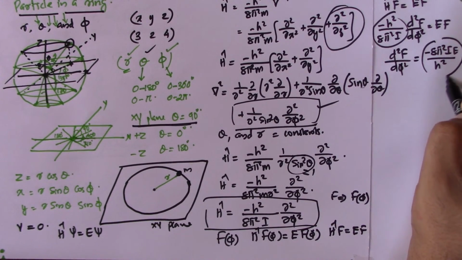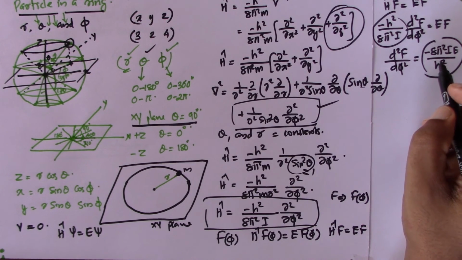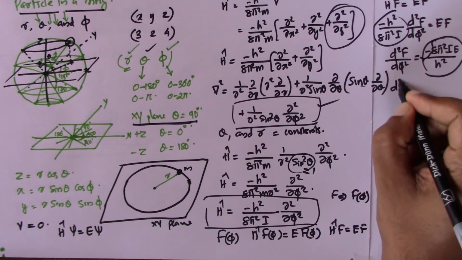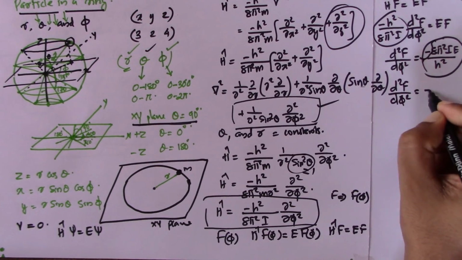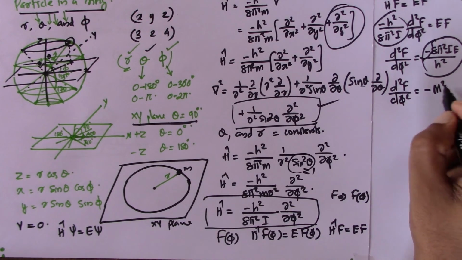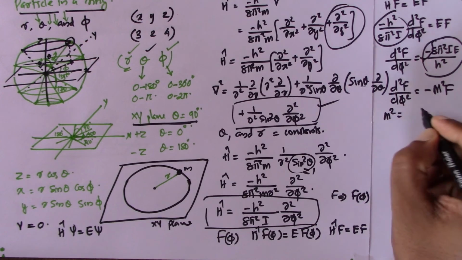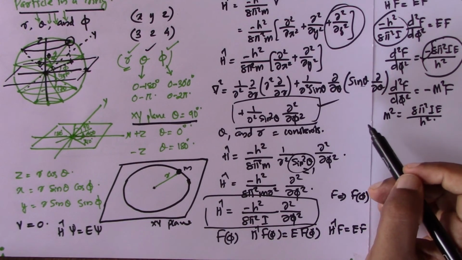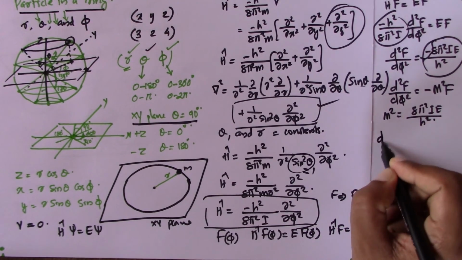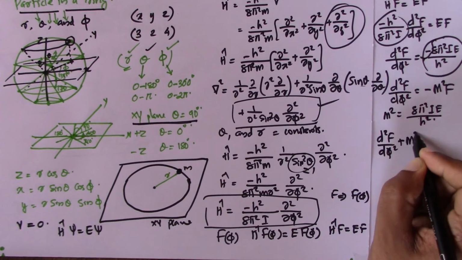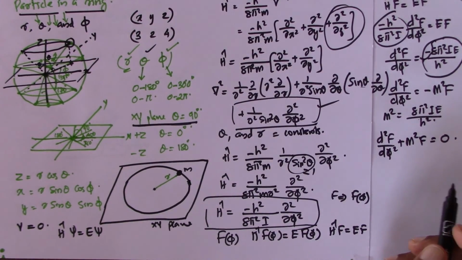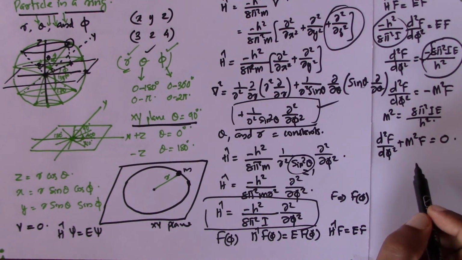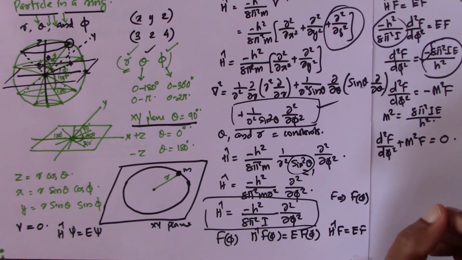Let me take 8π² I E/h² as m², without a minus. Then I get d²f/dφ² = −m² f, where m² is equal to 8π² I E/h². If I bring this −m² f to the left hand side, I get d²f/dφ² + m² f = 0. This is a simple second order differential equation, d²f/dφ² + m² f = 0. You are already familiar with this type of equation.